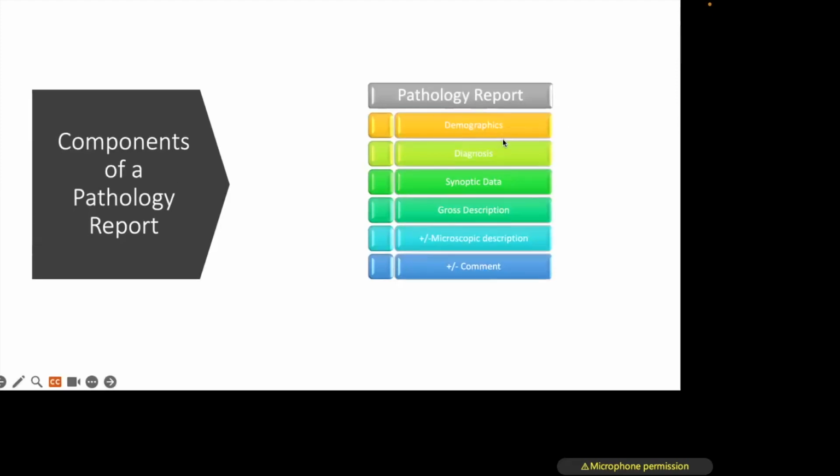We have the demographics, so the patient's name, date of birth, their address, as well as the referring surgeon, any additional clinicians that need to be involved, and so on. The diagnosis, the synoptic data, the gross description generated by our pathology assistants, and plus or minus a microscopic description or comment. Today we will focus on diagnosis as well as synoptic data.